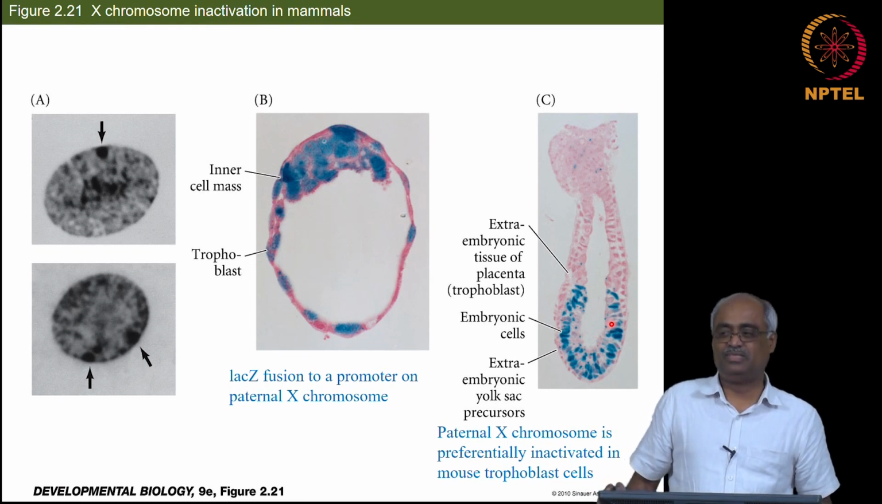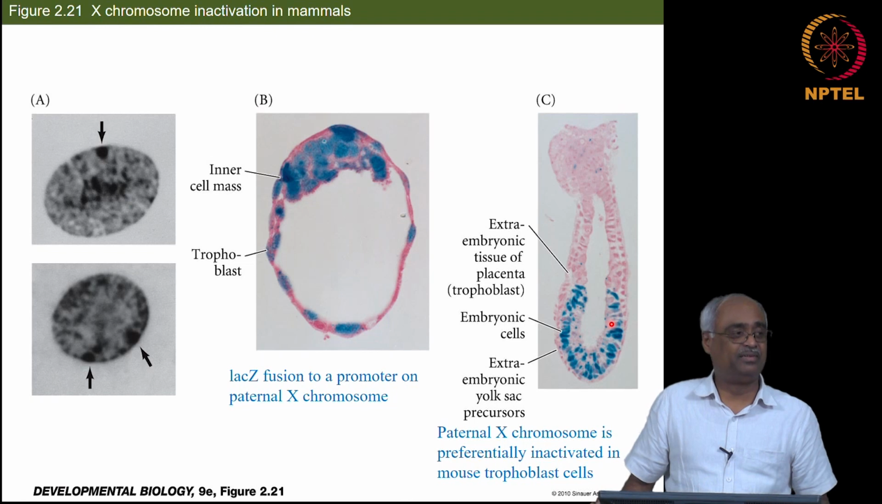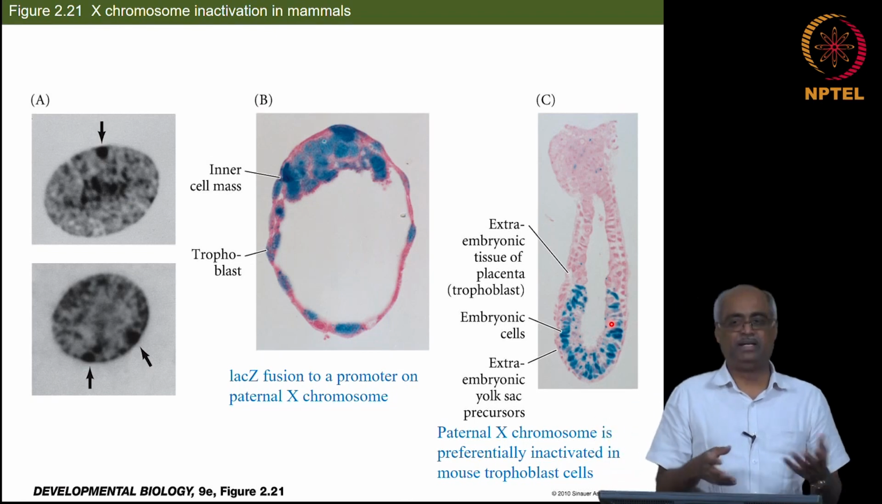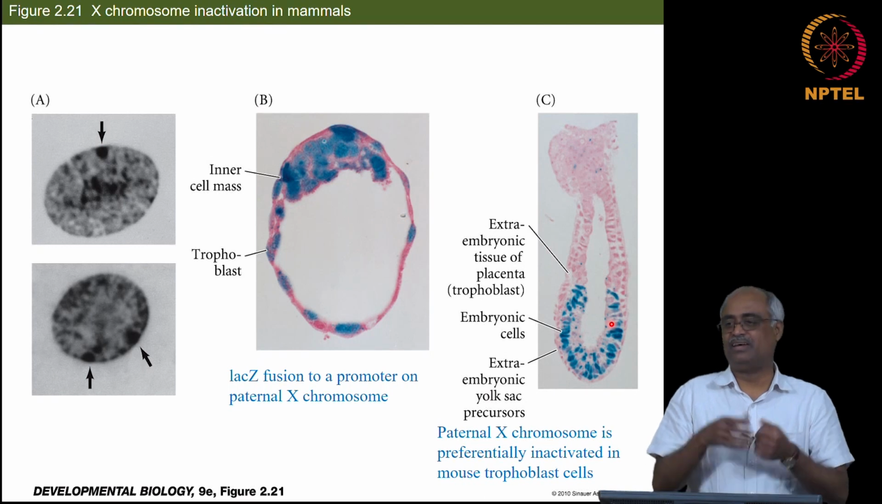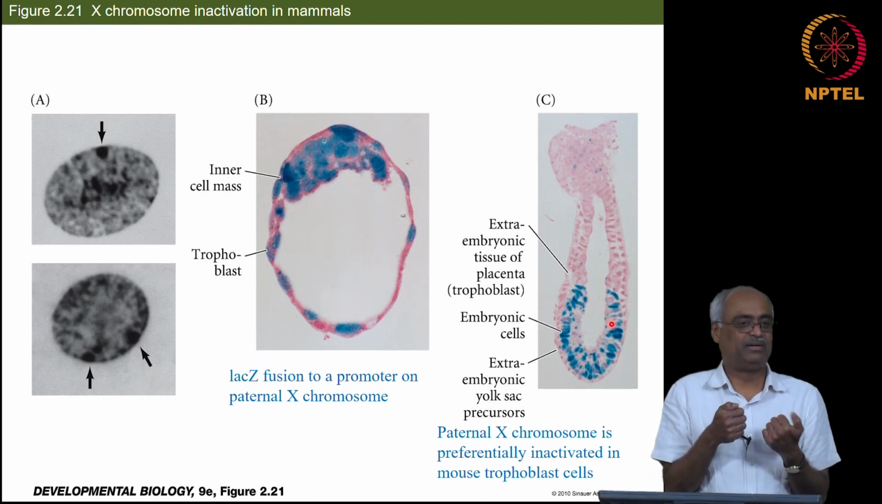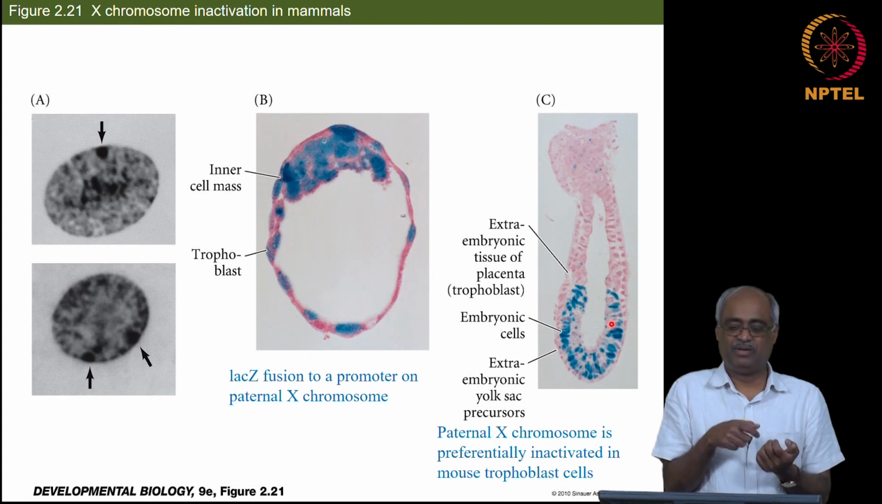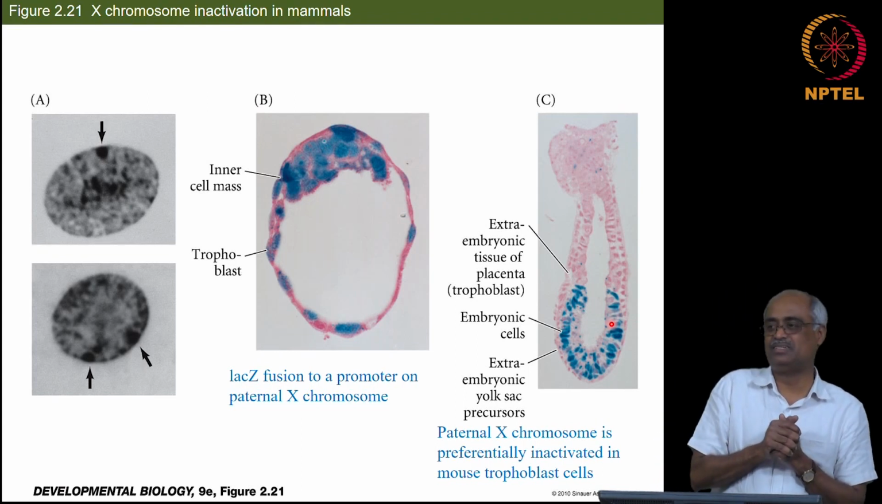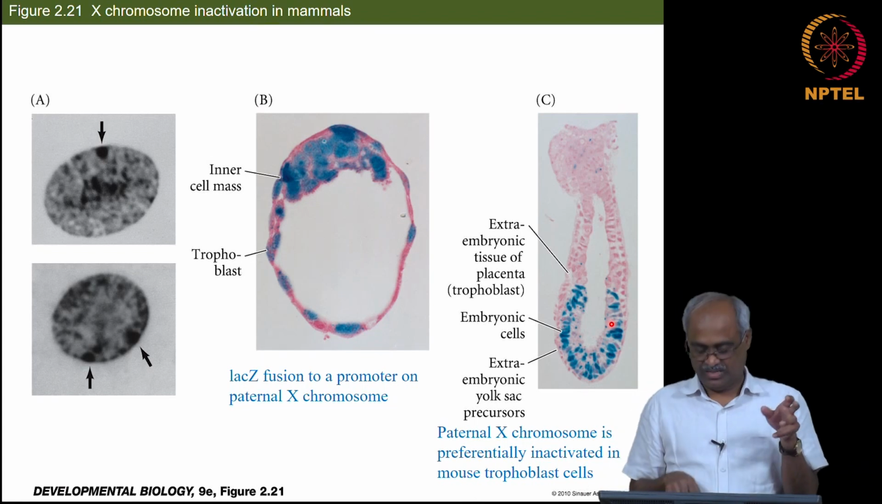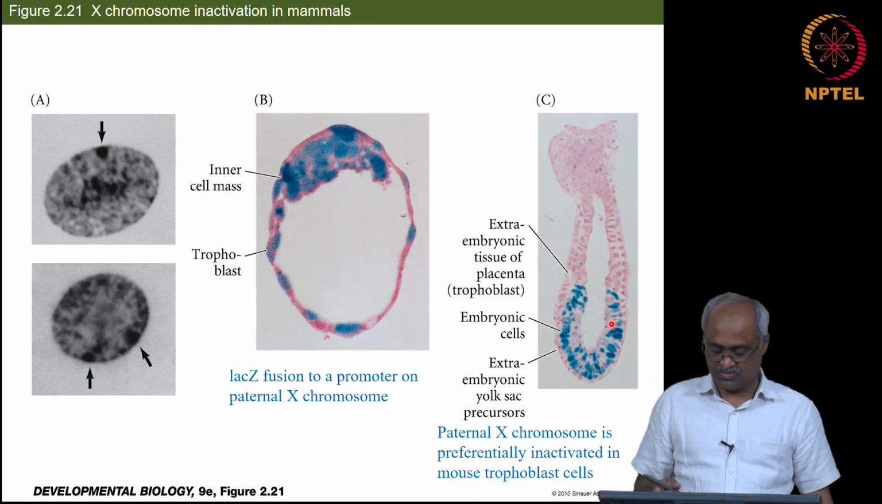So this is where, when you are drawing a Punnett square, it does not matter where the allele comes from, maternal or paternal. But there are situations, like this X chromosome dosage compensation, where that matters. We will see that in the next set of slides.